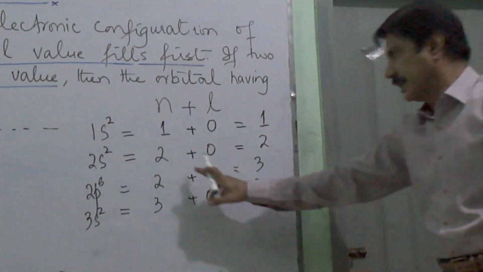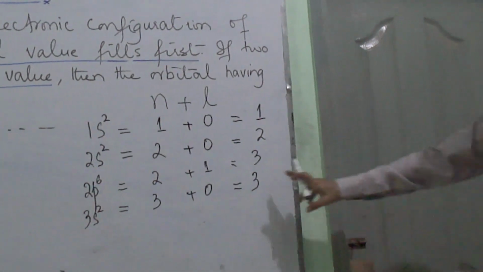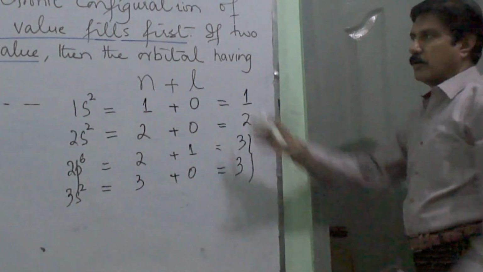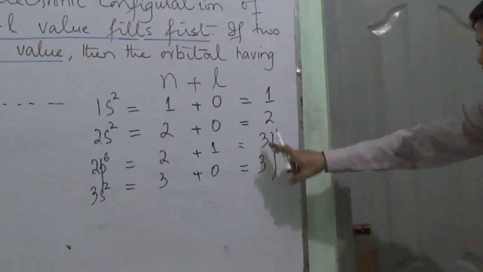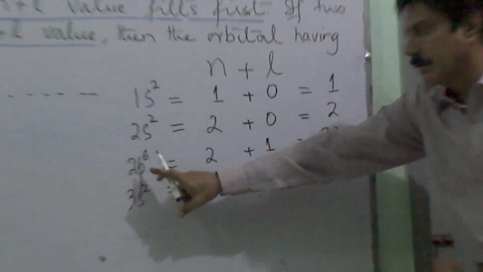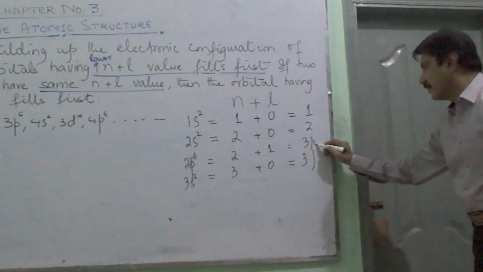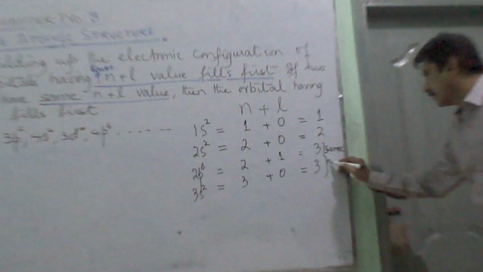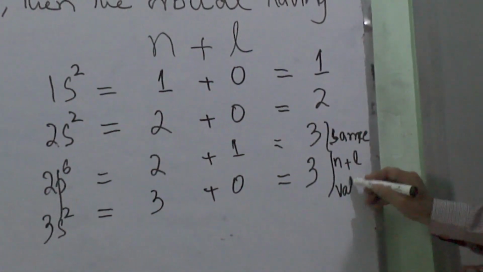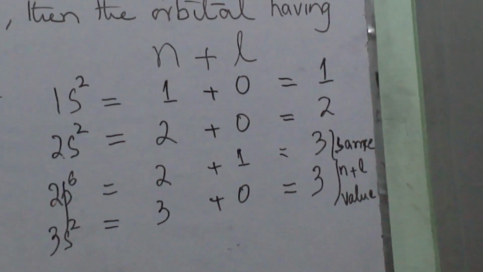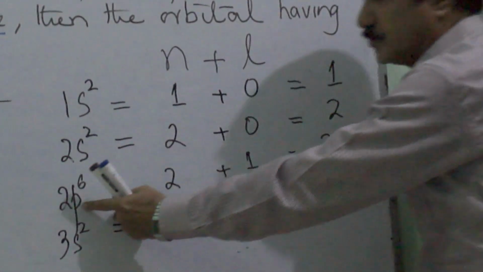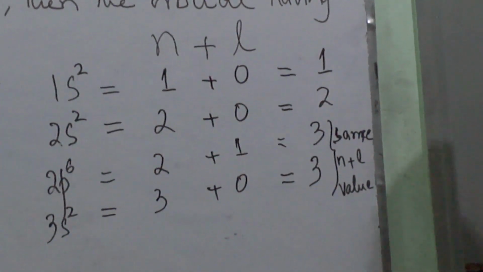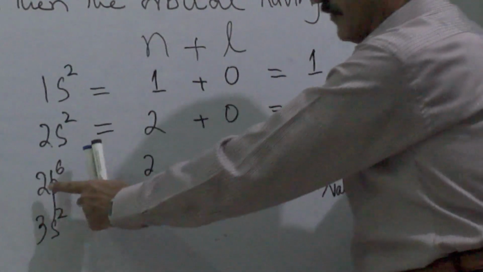So again the n plus L value for 3s orbital becomes 3. Now according to the definition, you will look into this, that 2p and 3s orbitals have same n plus L value. 3 is the n plus L value for 2p orbital, 3 is again the n plus L value for 3s orbital, but the n value is lower for 2p.